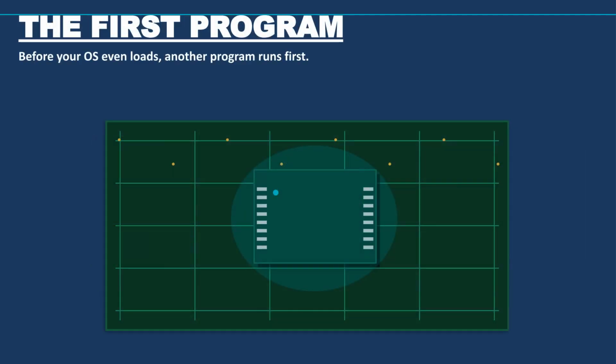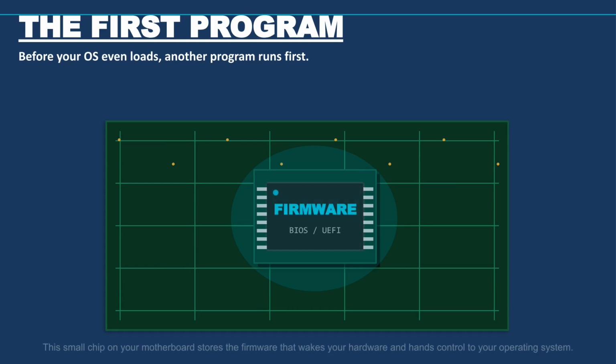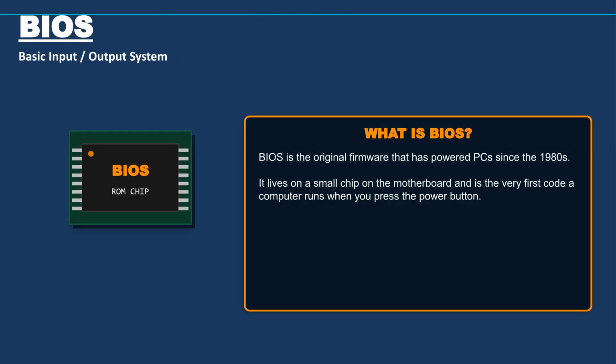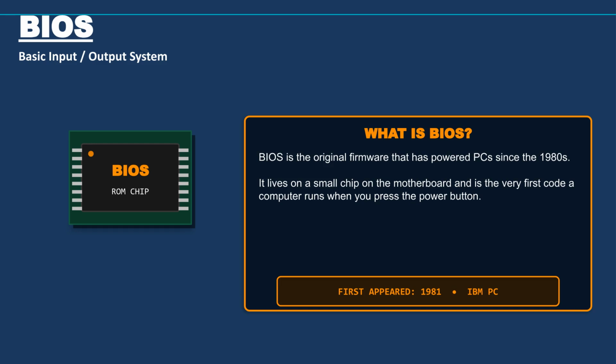Before your operating system loads, a small program, called firmware, runs first. This firmware, either BIOS or UEFI, is stored on a small chip on your motherboard. It wakes up your hardware and hands control over to the OS. BIOS, or Basic Input/Output System, is the original firmware, dating back to the 1980s. It is the very first code a computer runs. It's considered legacy firmware, being over 40 years old.